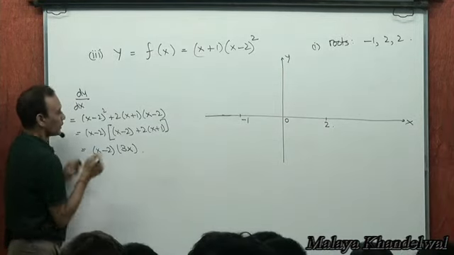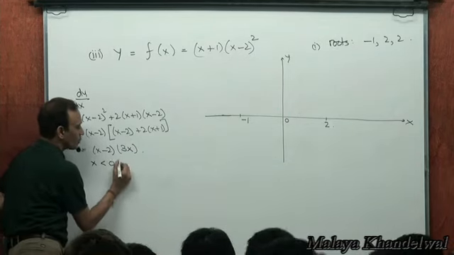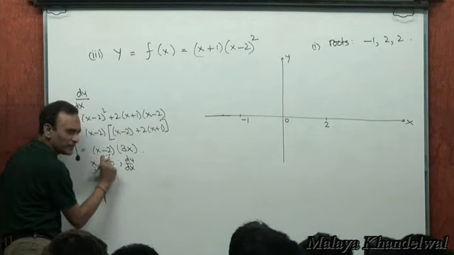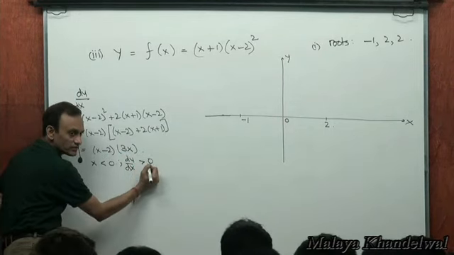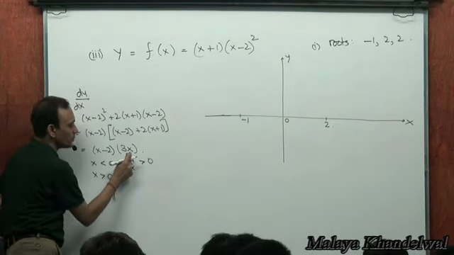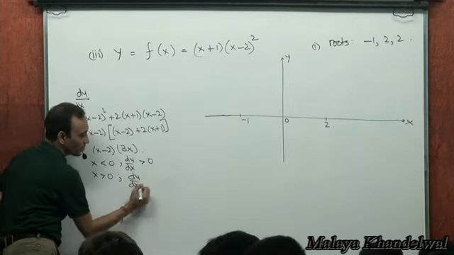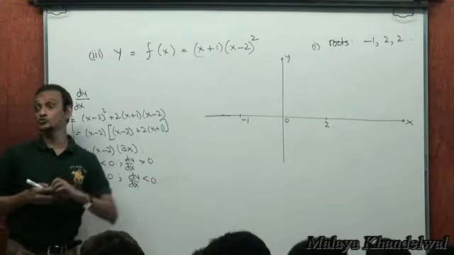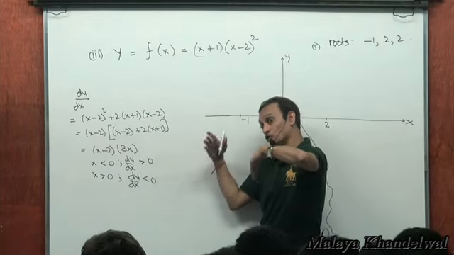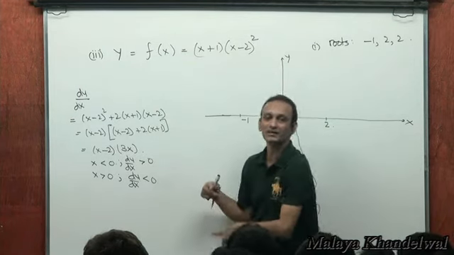When x is slightly less than 0, what is dy dx? When x is slightly less than 0, this is also negative, so dy dx is positive. When x is slightly greater than 0, this will be positive, this will be negative. Therefore, dy dx will be negative. That means at x equal to 0, dy dx is 0. To the left of x equal to 0, dy dx is positive. To the right of x equal to 0, dy dx is negative. It must be a local maxima. x equal to 0 must be a local maxima, right?